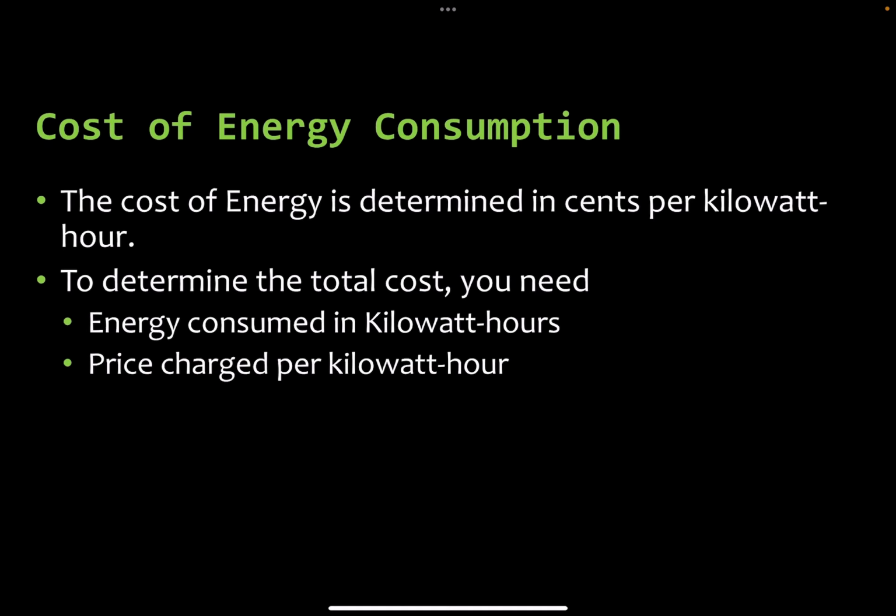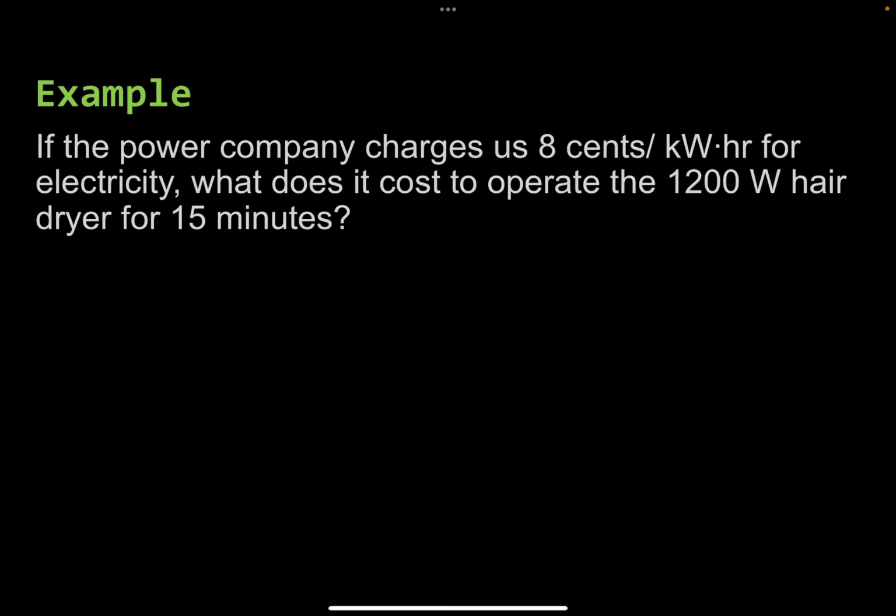So to determine the total cost, you need the energy consumed in kilowatt hours and the price charged. Here's an example. If the power company charges 8 cents per kilowatt hour for electricity, what does it cost to operate a 1,200 watt hairdryer for 15 minutes? Say every morning you're drying your hair for 15 minutes, how much does that cost you?